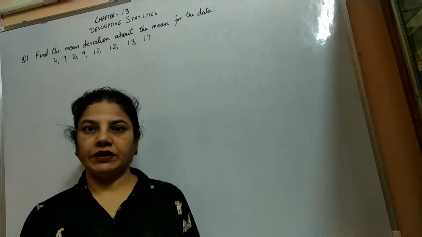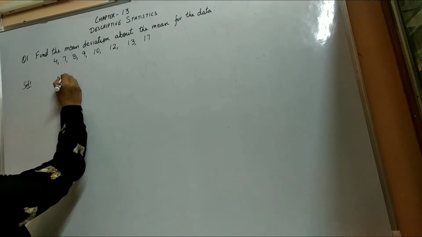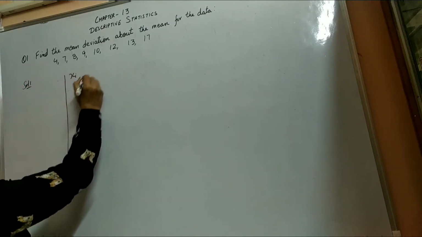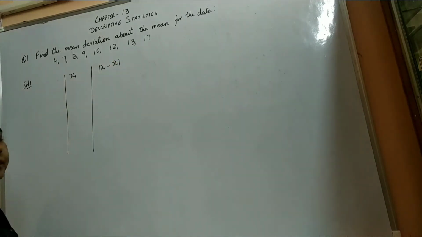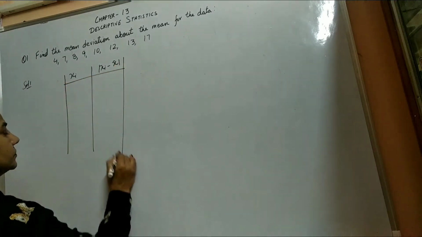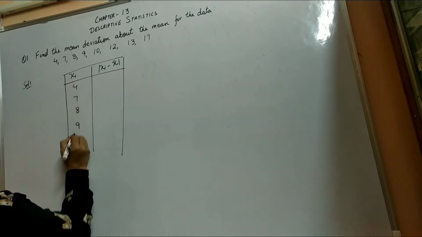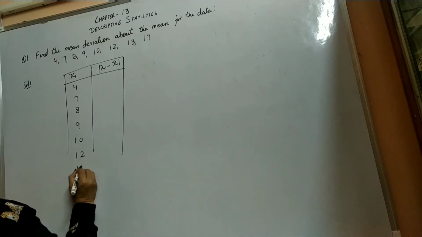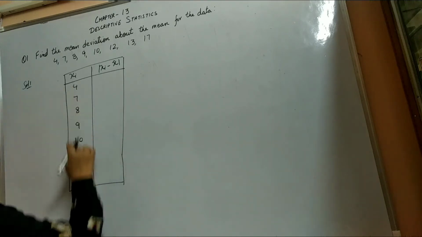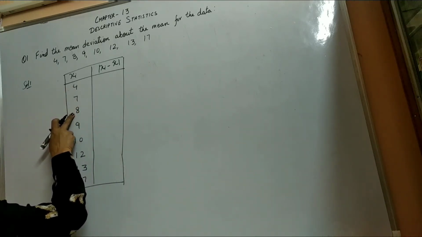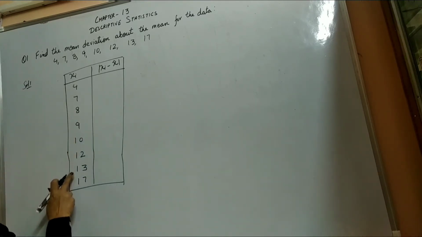Find the mean deviation about mean of this data. Now in this, first of all we make two columns, xi and xi minus x bar, where x bar is the mean. The data is 4, 7, 8, 9, 10, 12, 13, 17. Add all these. 4 plus 7, 11, plus 8, 19, 28, 38, 50, 80.